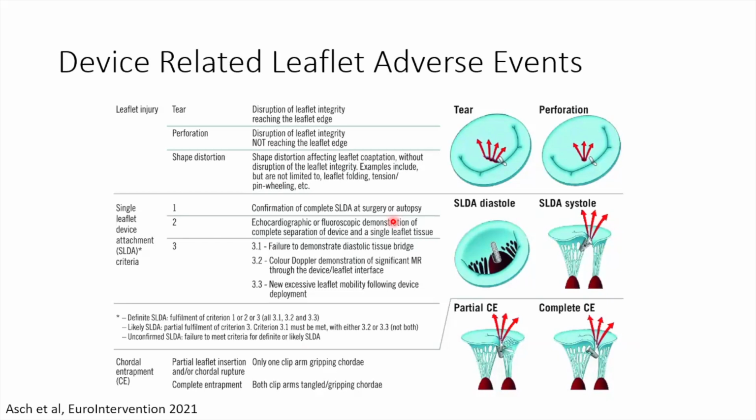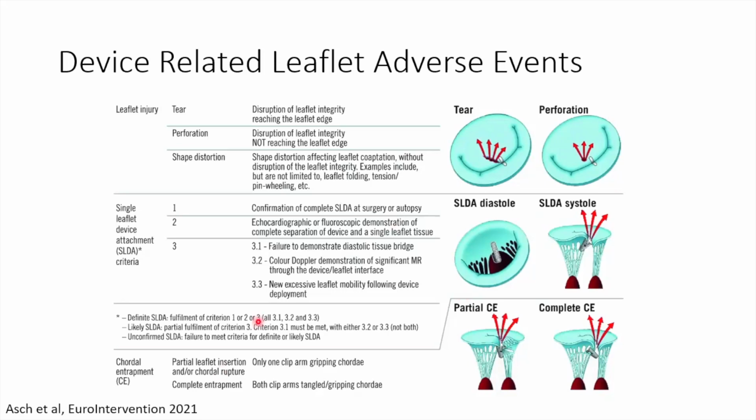For the third criterion, you need all three: failure to demonstrate a diastolic tissue bridge, color Doppler that shows significant mitral regurgitation through the device-leaflet interface, and new excessive mobility of that device post-deployment. Those would be considered that you likely have, or most likely have, SLDA.